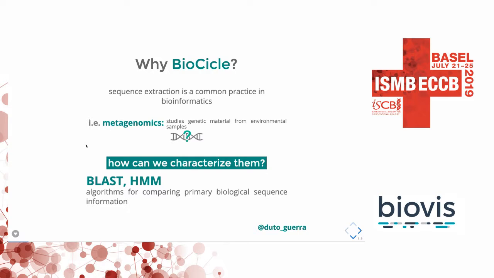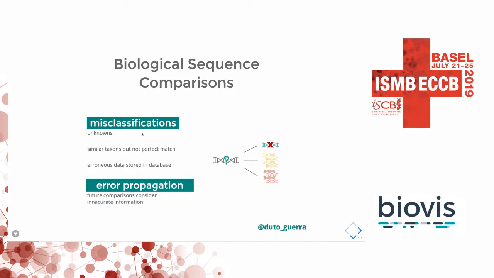BioCicle came from working with biologists who tell us that they are commonly doing sequence extraction. And in things like metagenomics, it's very common that you take those sequences and you want to characterize them. You want to see if you just found a new organism that hasn't been classified, or what are the different organisms that look similar to this one that you already have. Usually when you do that, you compare with tools like BLAST or HMM to different databases that already contain millions of different organisms already known.